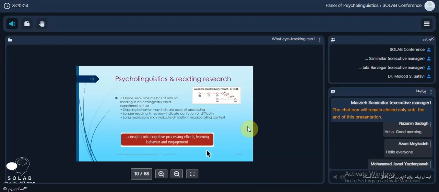Longer reading times may indicate confusion or difficulty. Longer regression may indicate difficulty in incorporating context. I will explain more about the regression. This insight into cognitive processing affords learning behavior and engagement. Engagement means how long and how many times you can take your attention, control your attention, or change your attention. That means engagement.